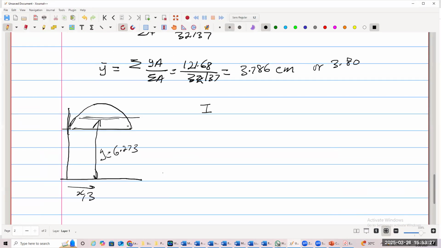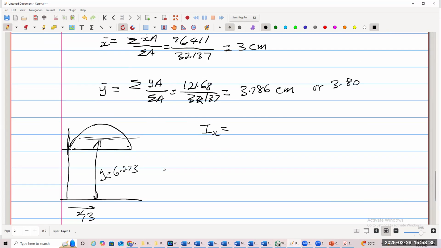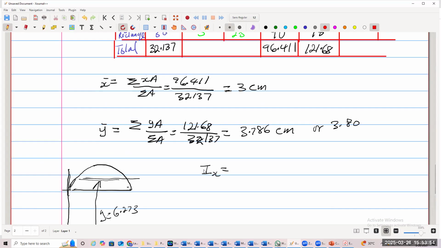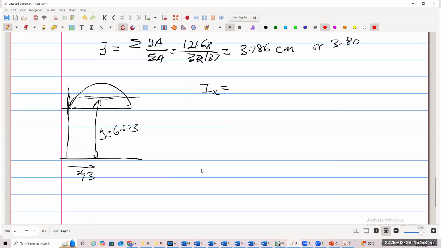So the x-axis, that means you're focusing on x and you're using y components. So the x-axis, the first thing, we just got our centroidal point. So let's map it out. The centroidal point that we got for the figure, that x was what? When x was 3, y was 3.8. Somewhere probably about here.